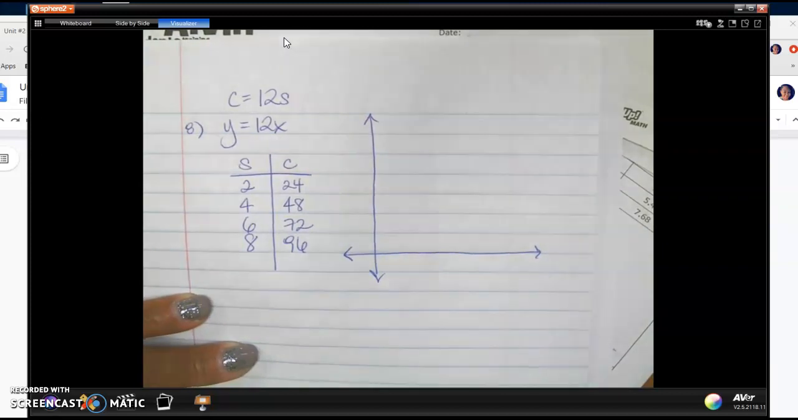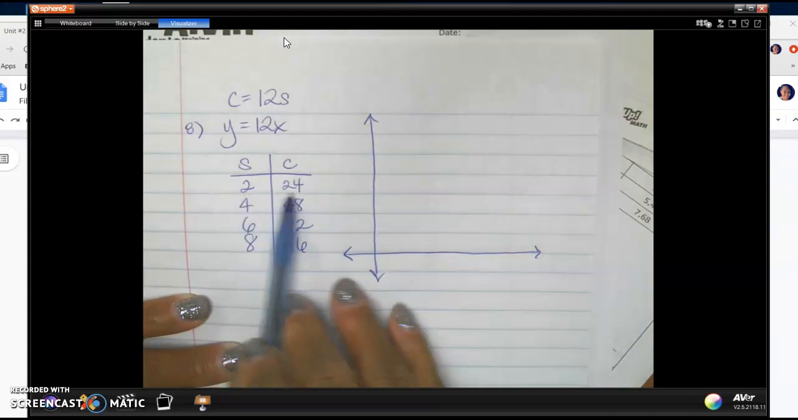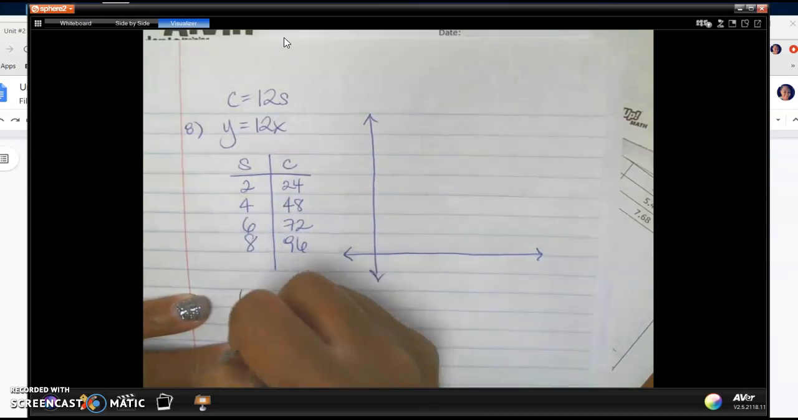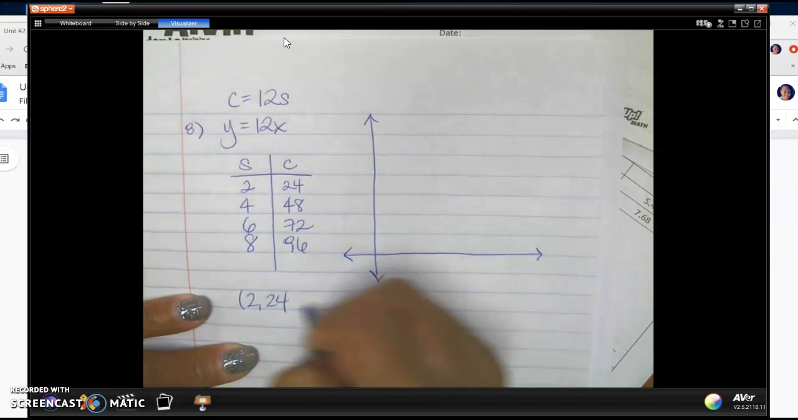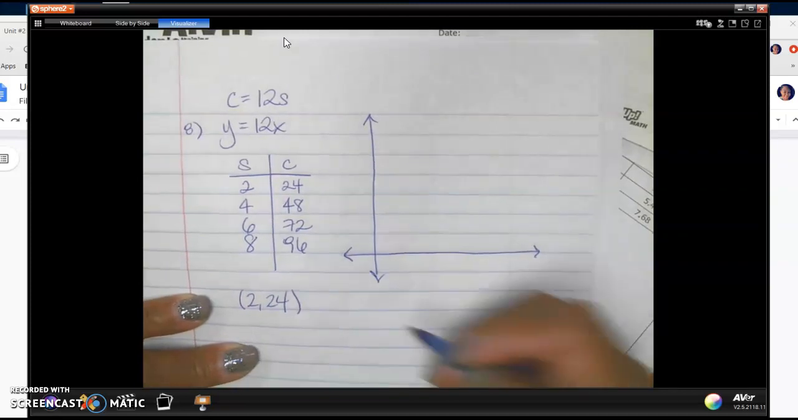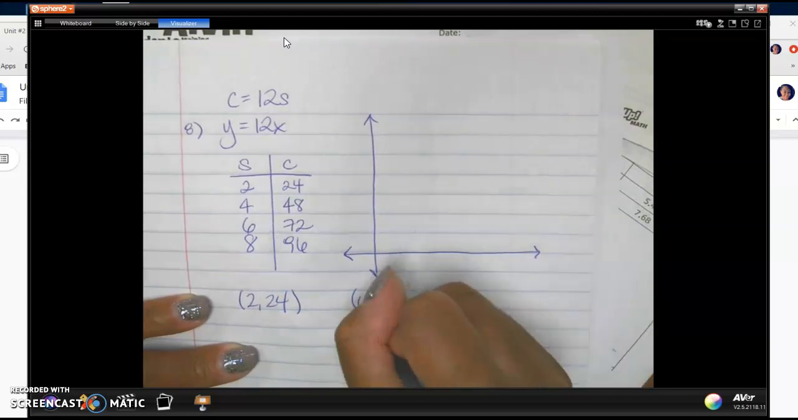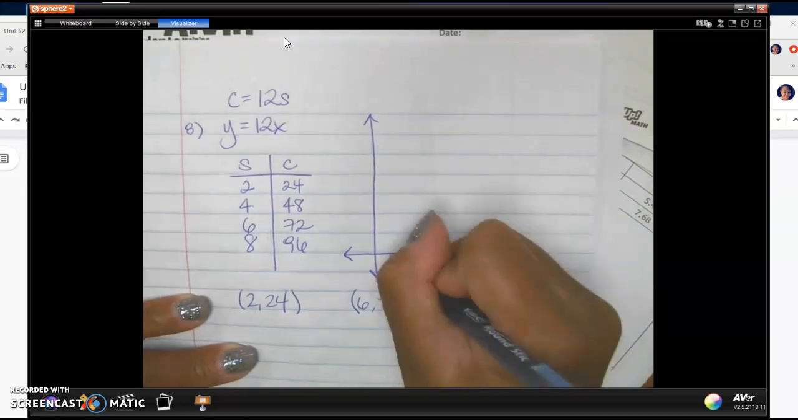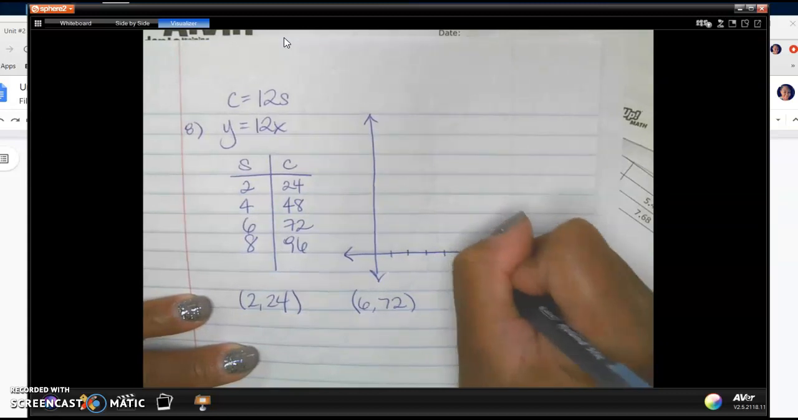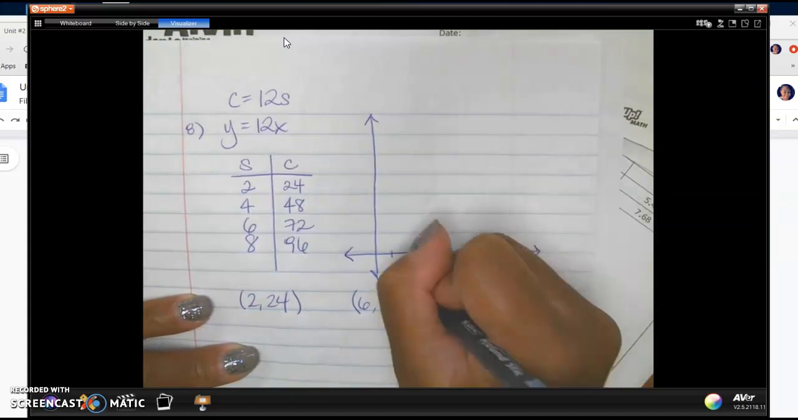All I'm doing on this one is making a table. They've already given me my points. What is my first coordinate pair? 2 and 24. And then give me one other one that I need to make my line because I only need 2 points. 6 and 72. Great. 1, 2, 3, 4, 5, 6, 7, 8.